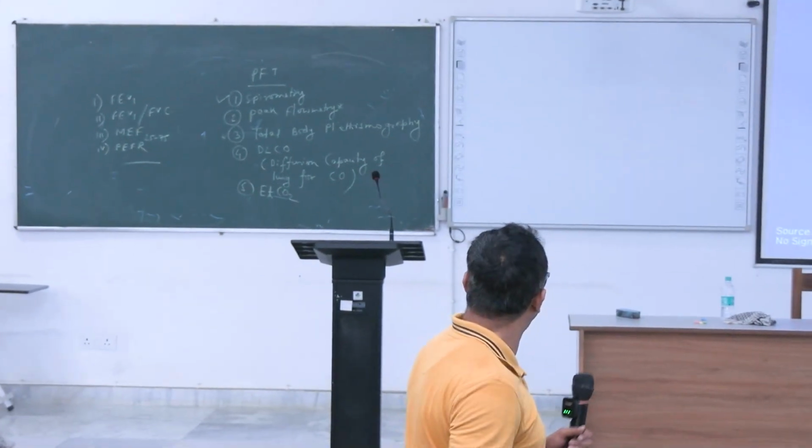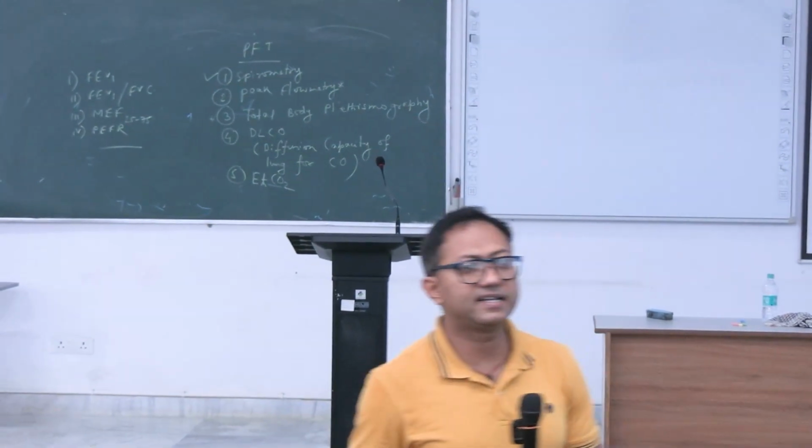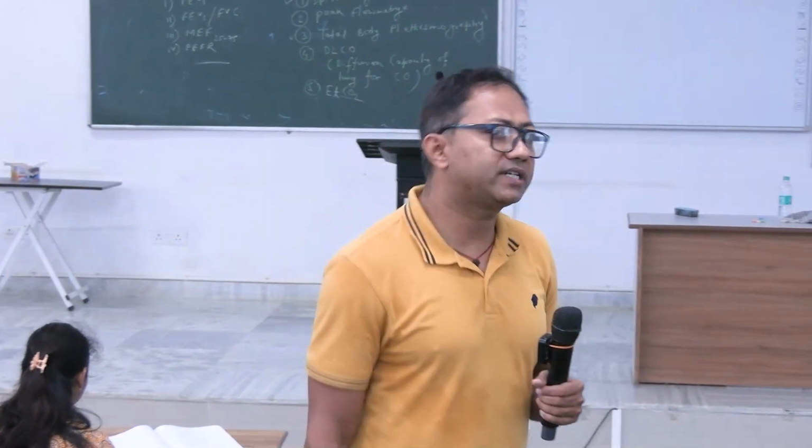Next, number 4 under pulmonary function test, it is written as DLCO. What is that? It is diffusion capacity of lung for carbon monoxide.